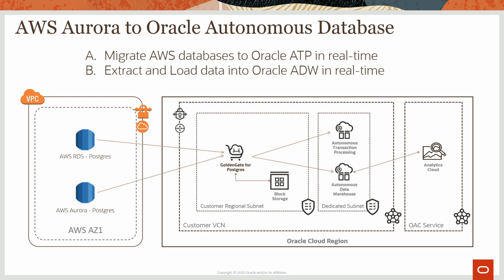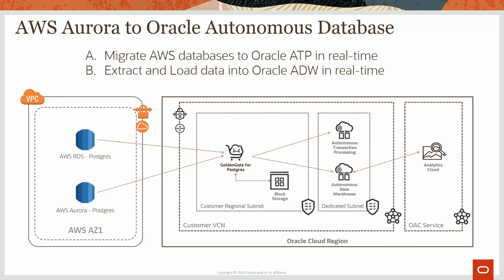One is Autonomous Transaction Processing, and then also Autonomous Data Warehouse, which is used for reporting via the Oracle Analytics Cloud. So from a high level, this topology can be used to support a couple of different use cases, including migrating AWS databases into Oracle ATP, as well as treating your AWS-based applications as a source for analytics that are running in Autonomous Data Warehouse or Autonomous Analytics Cloud. So some pretty exciting new capabilities here.